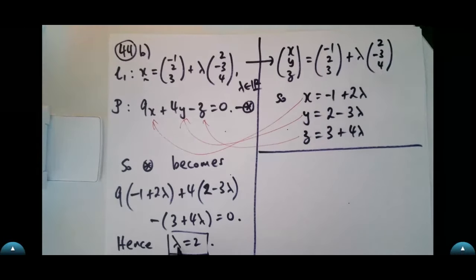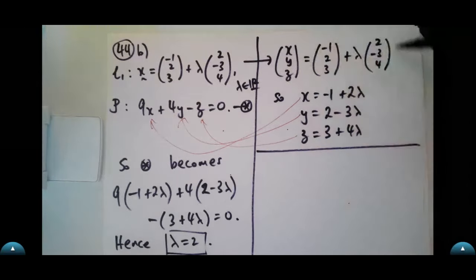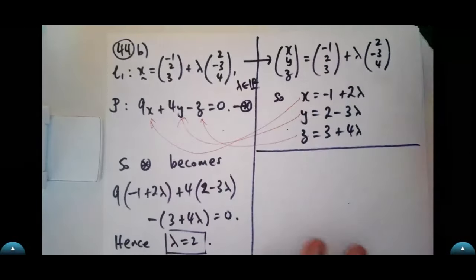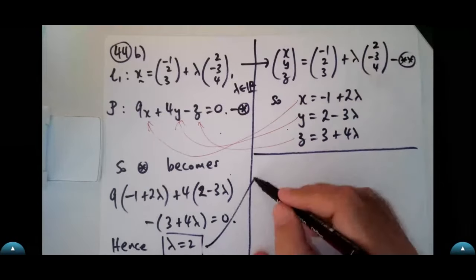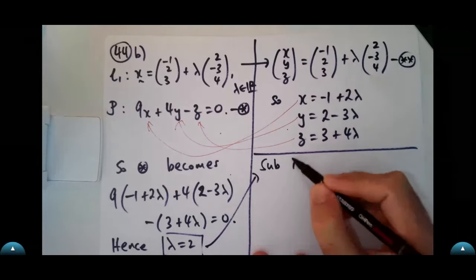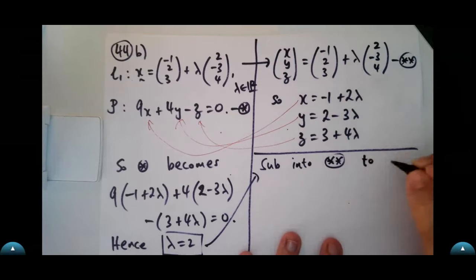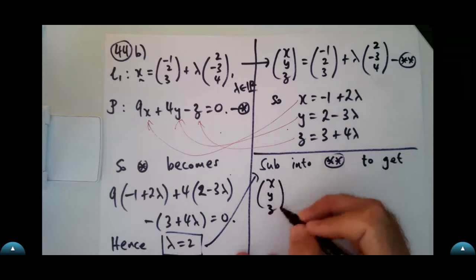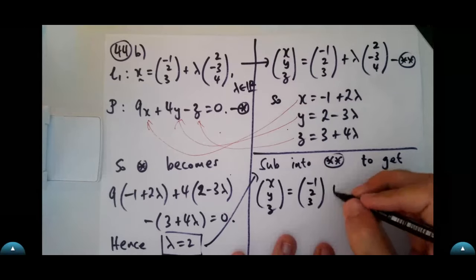Okay, all right, well, so what? What have we actually found there? Well, we can take this lambda, put it into here, and that will give you the location of the place where these two things intersect. Okay, so let's call this double star. So we substitute into double star to get the following. So this is just the position vector of the point of intersection.